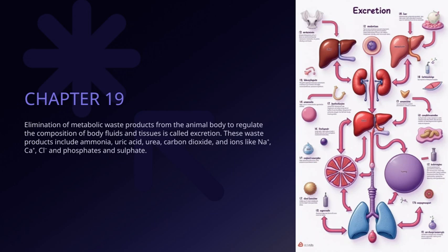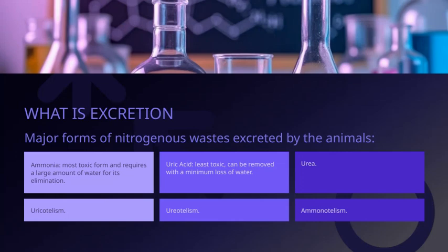Let's take a closer look at ammonotelism, which is the excretion of nitrogenous waste primarily as ammonia. Ammonia is highly toxic, so animals that excrete it need to do so in large volumes of water to dilute it effectively. This method is common in aquatic animals like fish. Moving on, urea is another major nitrogenous waste product.